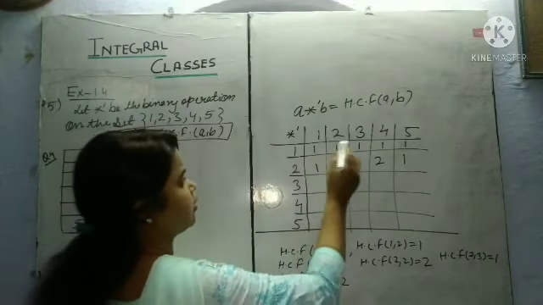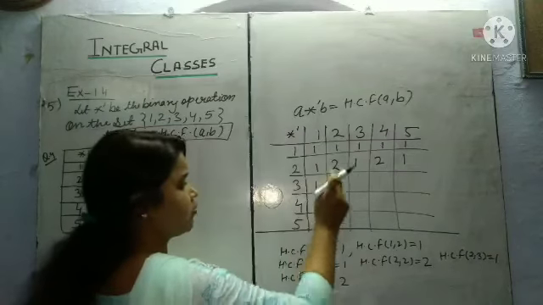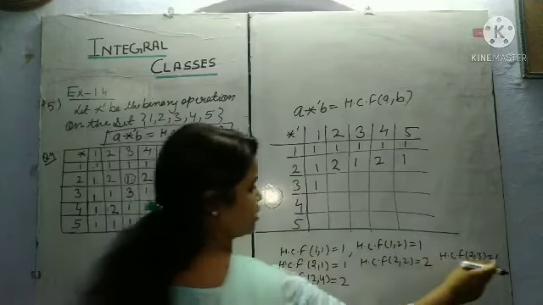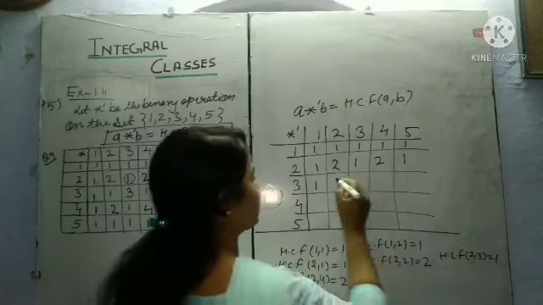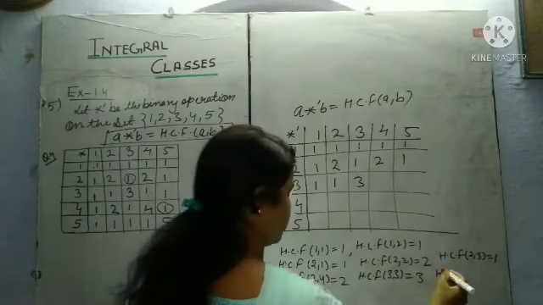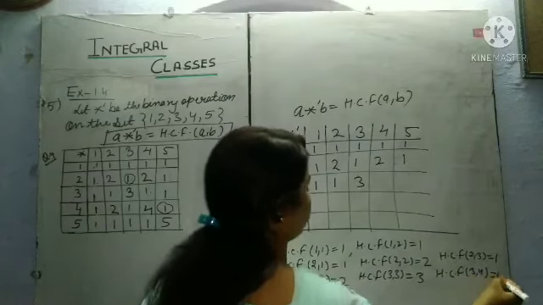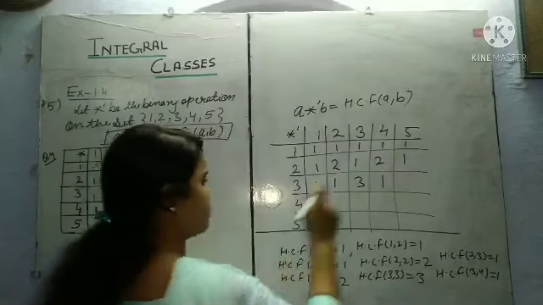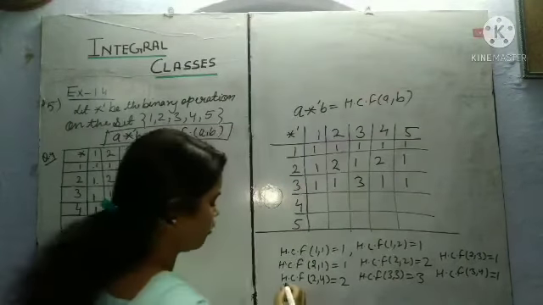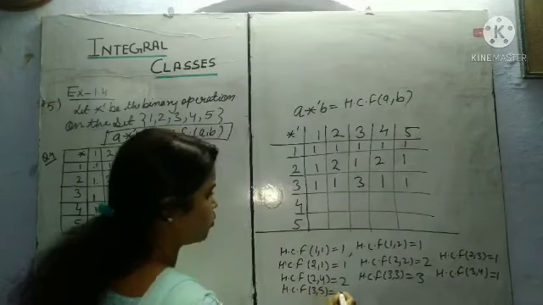So HCF of 1, 3 is 1. HCF of 3, 1 is also 1. HCF of 3, 2 is equal to HCF of 2, 3, so it is 1. HCF of 3, 3 is 3. HCF of 3, 4 is 1, and HCF of 3, 5 is also 1.